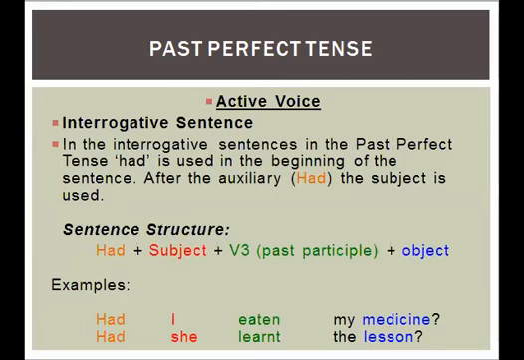Interrogative sentences. In the interrogative sentences, in the past perfect tense, had is used in the beginning of the sentence. After the auxiliary had, the subject is used. The sentence structure looks something like this. Had plus subject plus verb in its third form, or the past participle form, plus object with a question mark following at the end since it's a question statement.